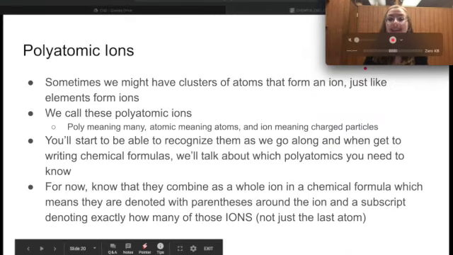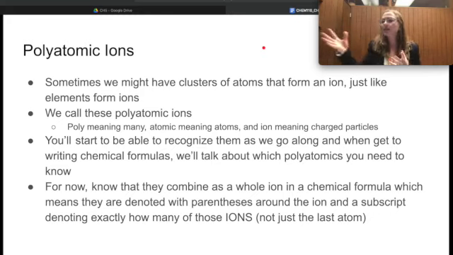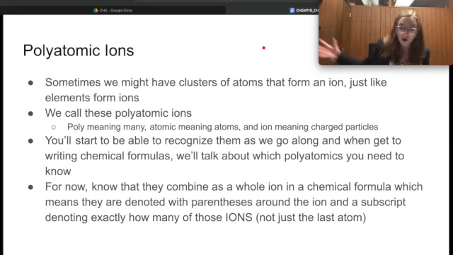So the thing that becomes interesting with chemical formulas are what we call polyatomic ions, okay? Sometimes we might have these clusters of atoms that come together to form an ion, just like elements can form ions. If we take an atom and it gains or loses electrons, we have an imbalance of positive and negative charges, so we have an ion. In this case, when the atoms bond together to make this polyatomic ion, they have an imbalance of protons total versus electrons total in all of the atoms, so they form an ion. Same concept. So we call these polyatomic ions, okay?